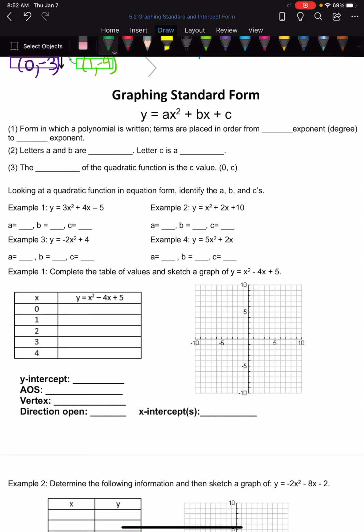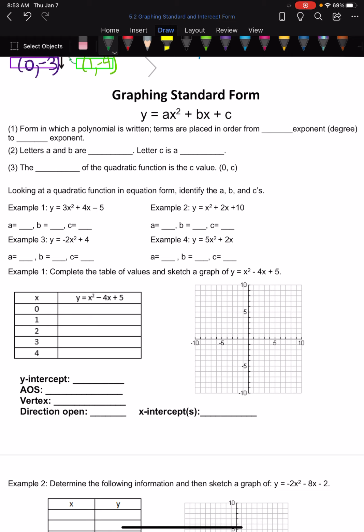All right, guys, so let's get into the meat of this lesson today. So we're going to go over graphing standard form. If I'm looking at a quadratic function in standard form, the general equation is y equals ax squared plus bx plus c. This is a form in which a polynomial is written.